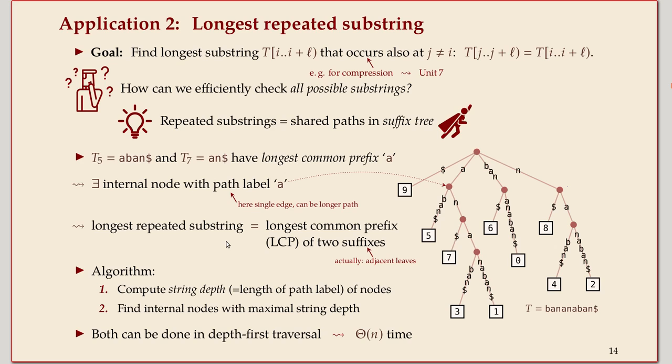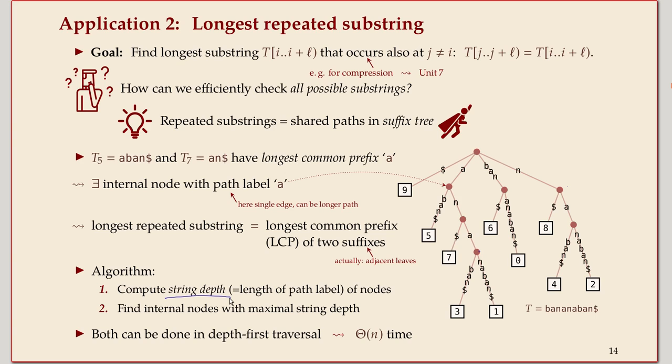To find which one is the longest, in this tree, conceptually what we do is we walk down to each of the internal nodes. We find its path label, ANN for this guy, and we take the length of this. That gives us all the repeated substrings, and we find just the longest of those. The way I described it sounds like we would have to recompute these path labels all the time, and that would be too expensive. But we don't have to.